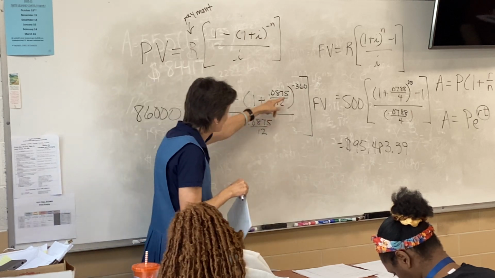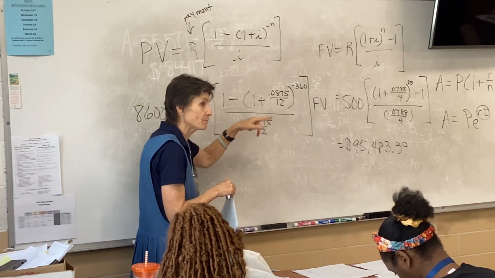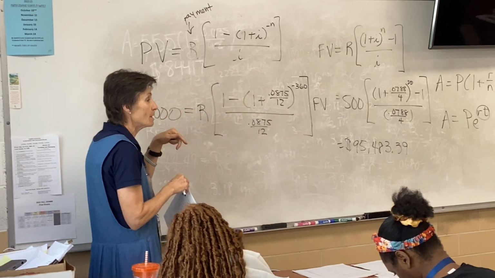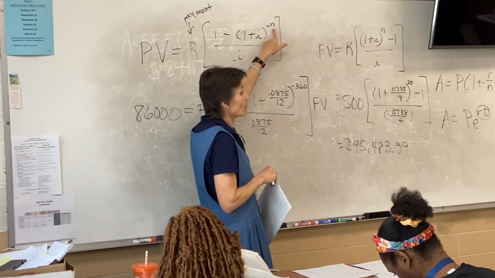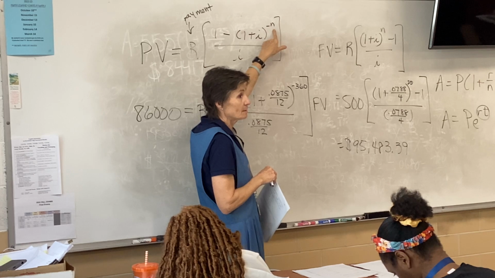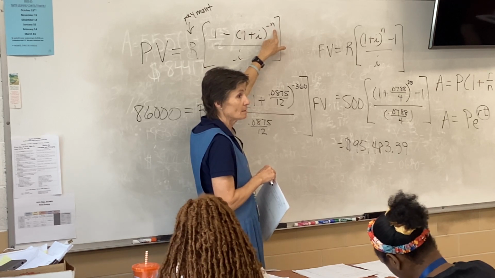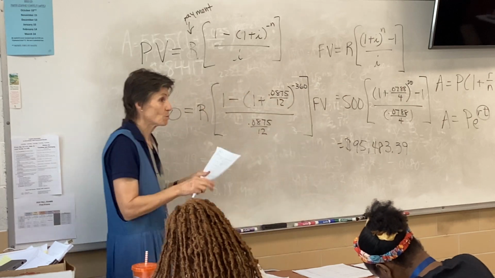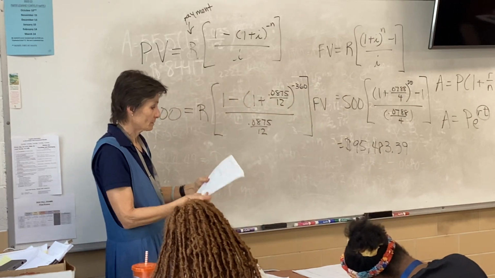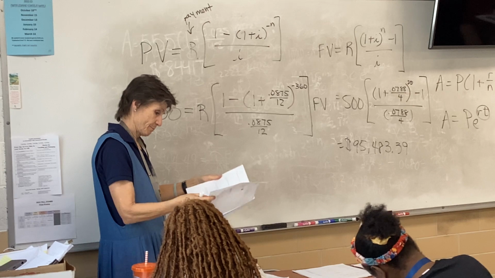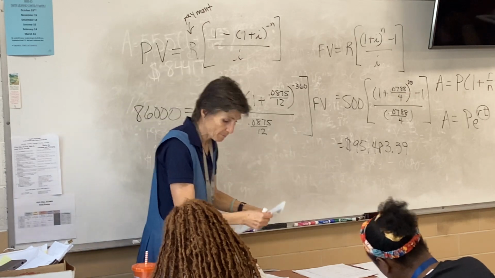All of these numbers make sense to everybody? Where did you get the 360 from? This is the total number of payments that are being made. I'm making monthly payments for 30 years. 30 times 12. Okay. All right, so let's type it in.